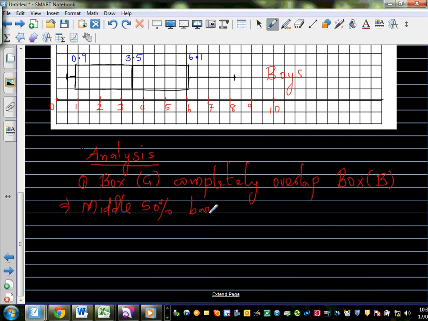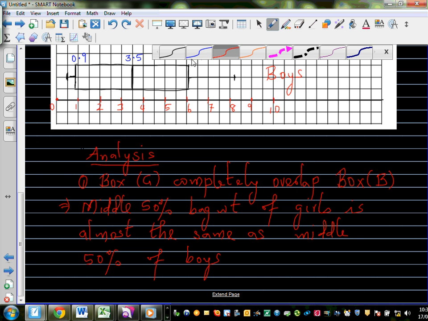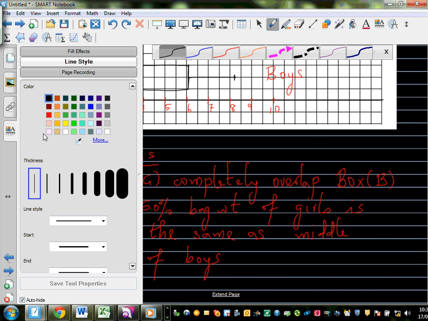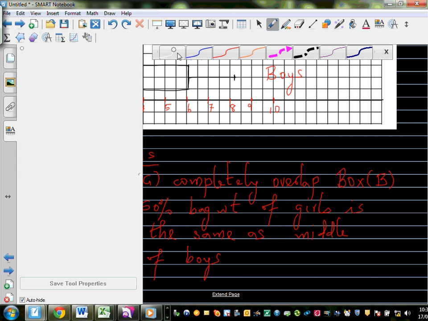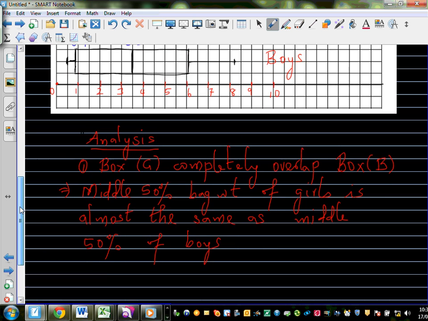That's completely overlapping. So this mathematically means that the middle 50% bag weight of girls is almost the same as the middle 50% of boys. So this is a very crucial decision. Okay, so that's one thing.